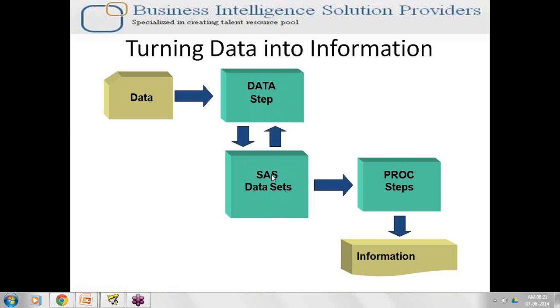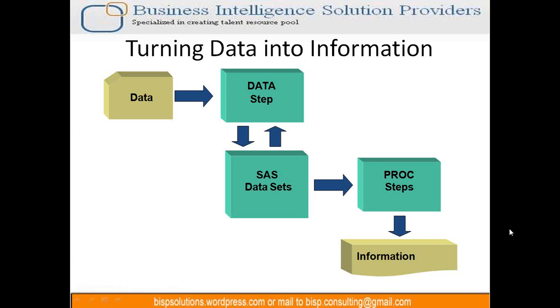So what exactly are we going to do in SAS? With the help of a data step, we are going to create SAS data sets. Once we have created a SAS data set, we use some kind of procedure. Once I use a procedure, I can convert my total data into a more meaningful form. That is what I can call information. I will take you through an example after a few minutes. Okay, so this is the way we are converting our data into information in SAS.